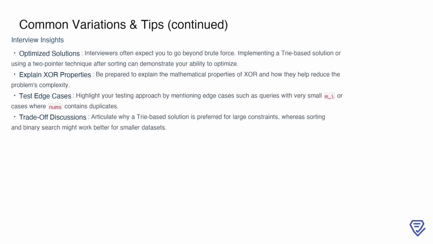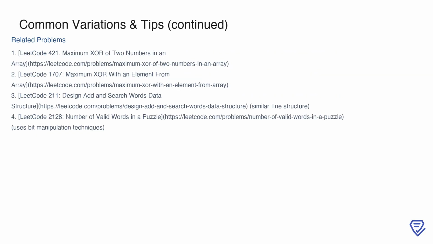Make sure to highlight how you would handle edge cases, such as queries with very small m_i values or scenarios where nums contains duplicates. Finally, be prepared to discuss trade-offs. For instance, you might explain why a tree-based solution is ideal for large datasets, while sorting combined with binary search might be more suitable for smaller inputs. Showing that you can choose and justify the most appropriate approach for different scenarios is a key part of demonstrating your problem-solving skills.